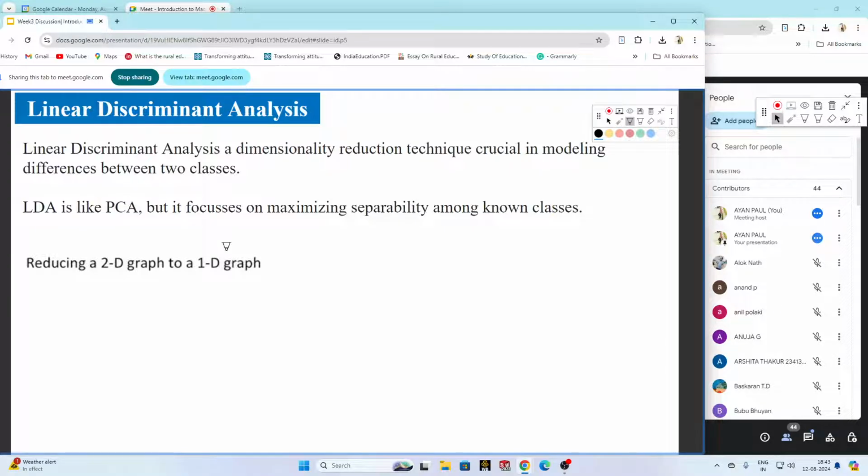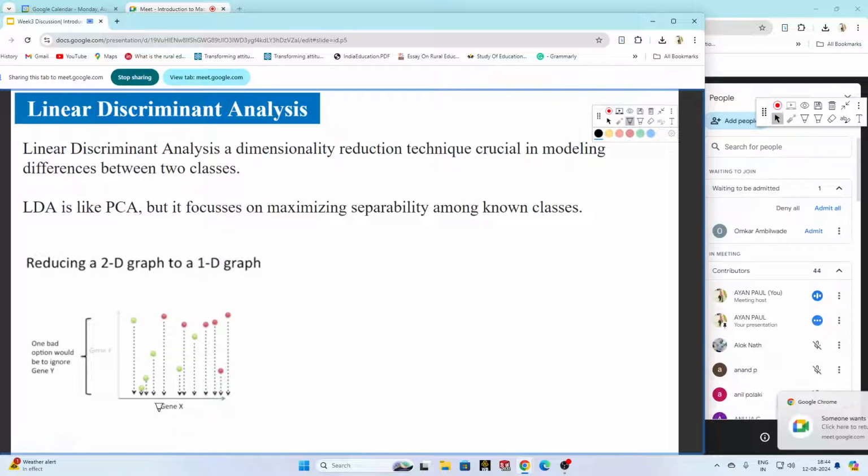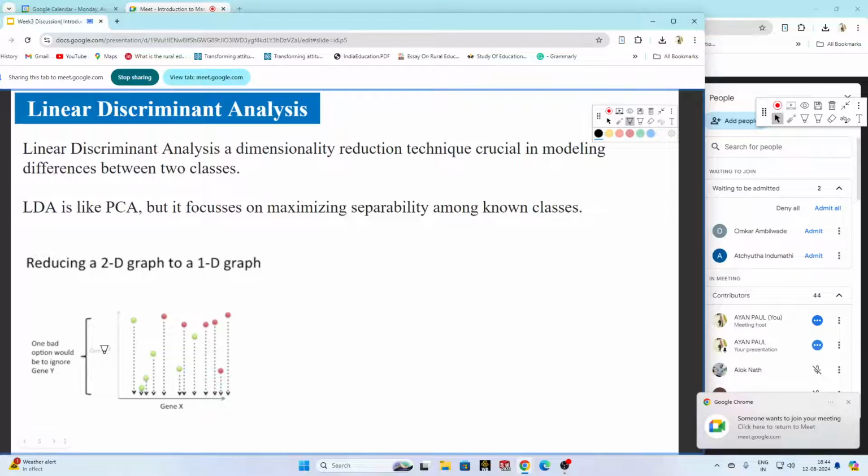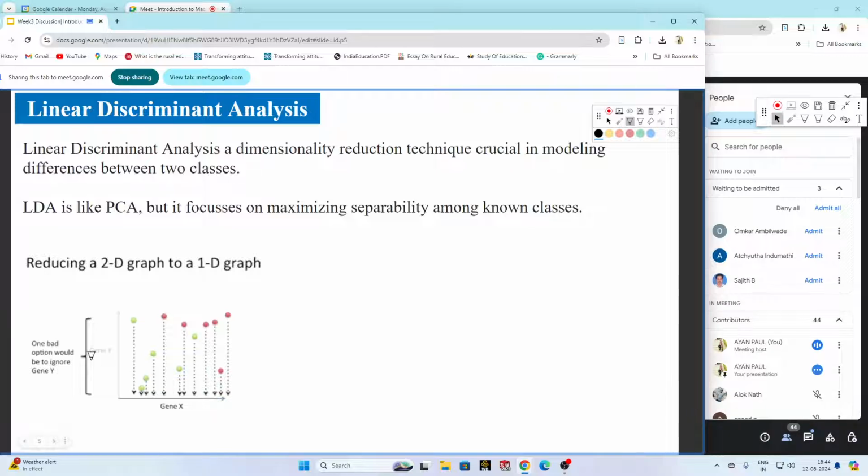Now if I show you by example, here we are reducing a 2D graph into a 1D graph. So how can we do this? We can do this by feature selection, by dropping one axis. That means we have here two axes, gene x and gene y. If we just drop one axis and project all our data points onto one axis, that will reduce our dimension. That will do a dimensionality reduction, but that we don't want.